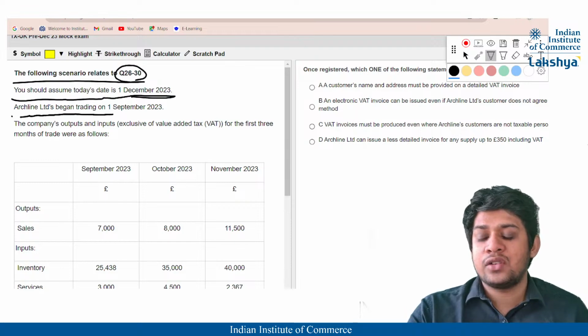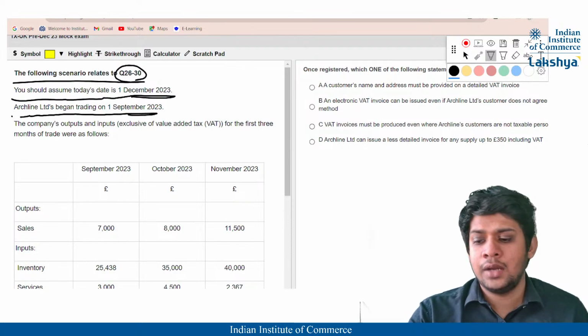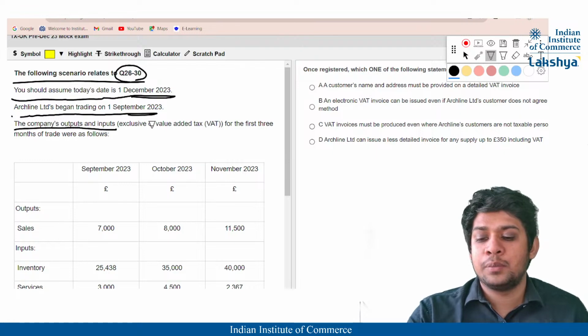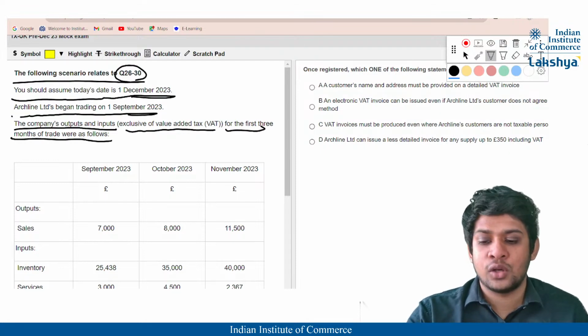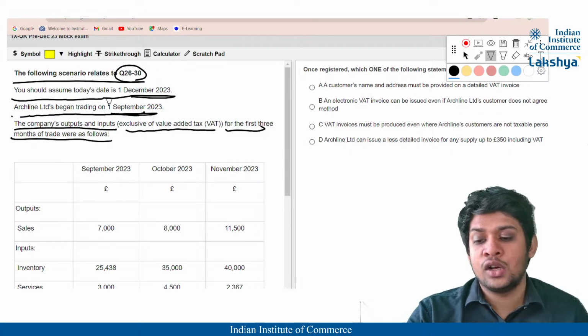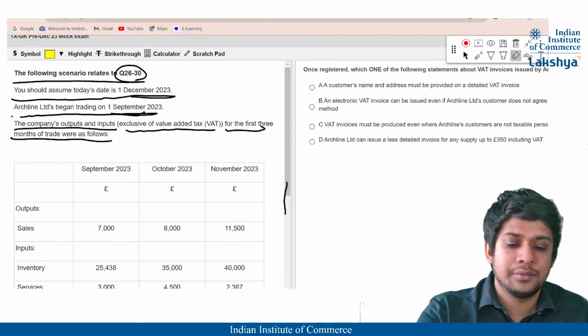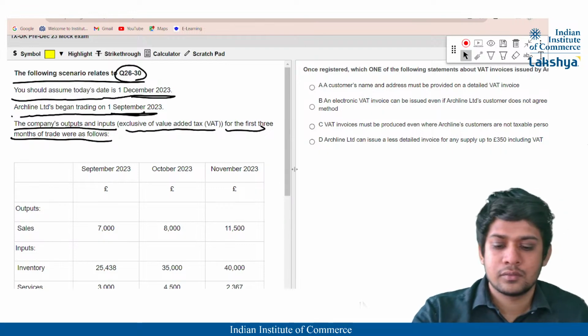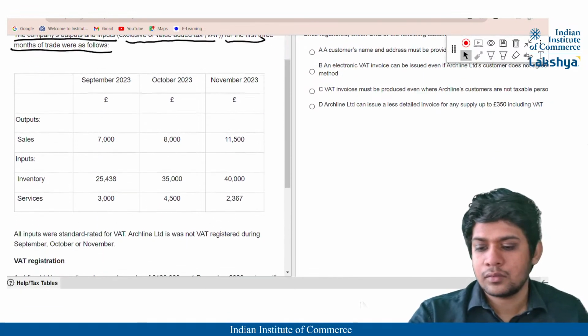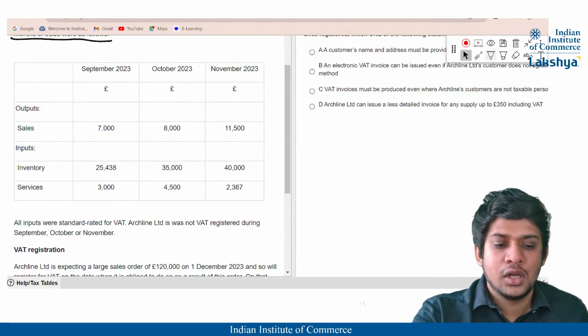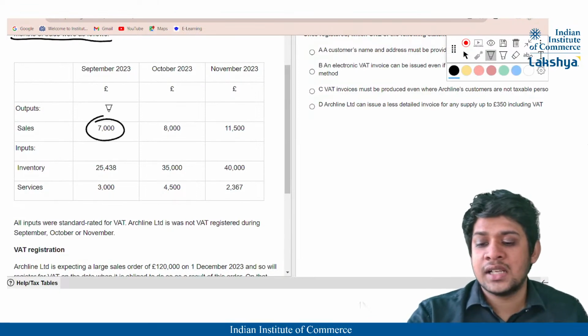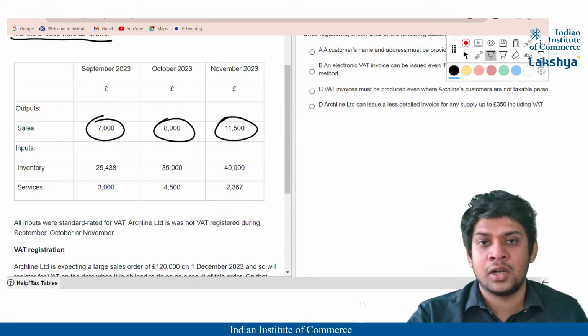Archelin Limited began trading on 1st September 2023. The company's outputs and inputs are exclusive of VAT. So that means all these are exclusive of VAT. For the first 3 months of trade they were as follows. So they started trading on 1st September and their output is mentioned here. For September, their sales are 7,000. October it is 8,000. November it is 11,500.